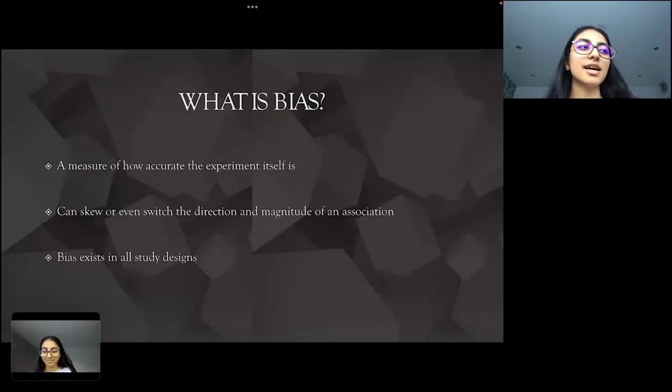So bias is a systematic error in the design of the study and the methods, and it can skew or even switch the direction and magnitude of an association, which is why we have to be so careful when thinking about what bias may exist in a particular study. And it's important to note that bias does tend to exist in almost all study designs. So it's more just learning to see what types of bias may be present and how that could have changed things.